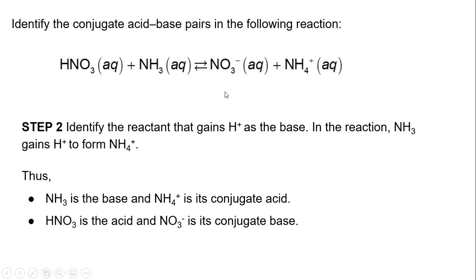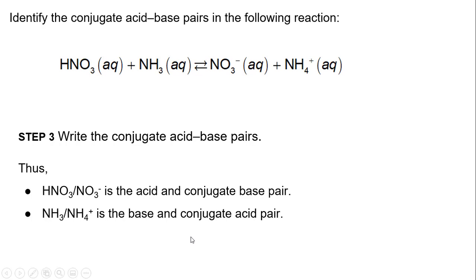I've already gone a step ahead, but you can see the ammonia is the base, and ammonium ion is its conjugate acid because it takes the hydrogen based on the Brønsted-Lowry definition, and the acid loses that hydrogen ion. And you can see this is the acid and the conjugate base.